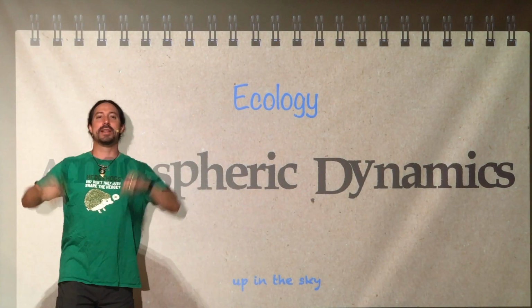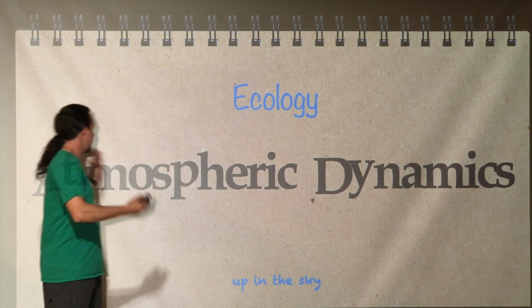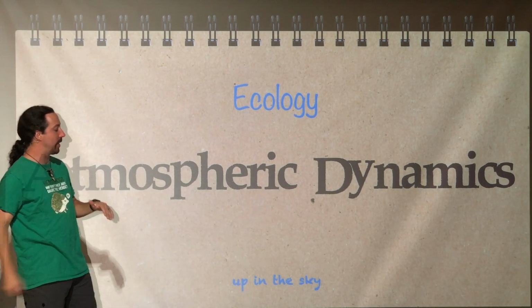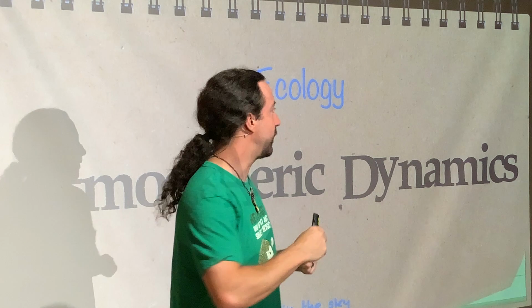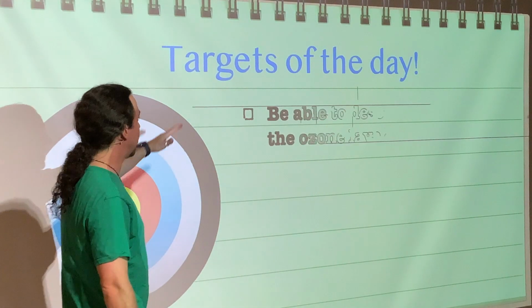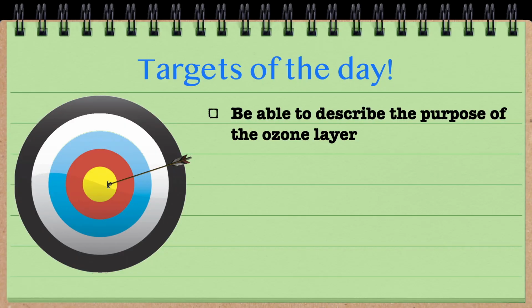Hello and welcome to this episode of Tutor Tutors, where we continue our unit on ecology. Today we are looking at atmospheric dynamics, some of the different things that are taking place up in the sky above us. So the first thing is we are going to describe the purpose of the ozone layer. That is our first target of the day.